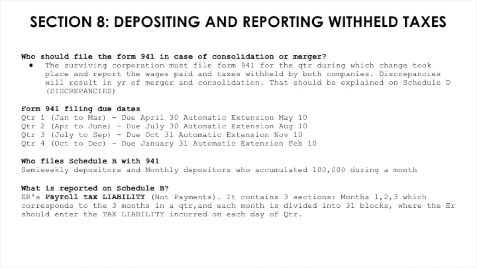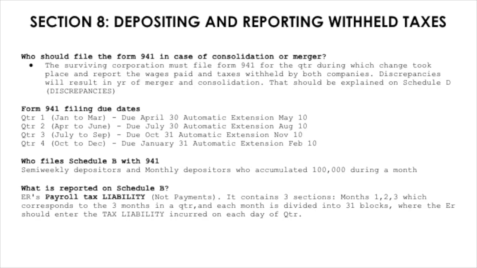Who should file the Form 941 in case of a consolidation or a merger? The surviving corporation must file Form 941 for the quarter during which the change took place and report the wages paid and taxes withheld by both companies. The discrepancies will result in the year of the merger and consolidation, and that should be explained in Schedule D, where you can remember D by the word discrepancies.